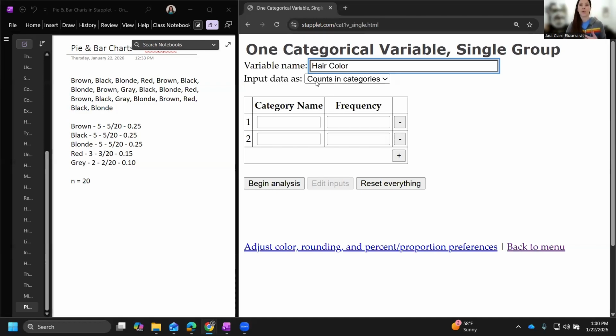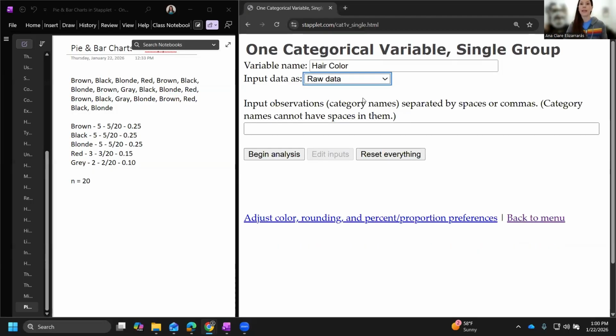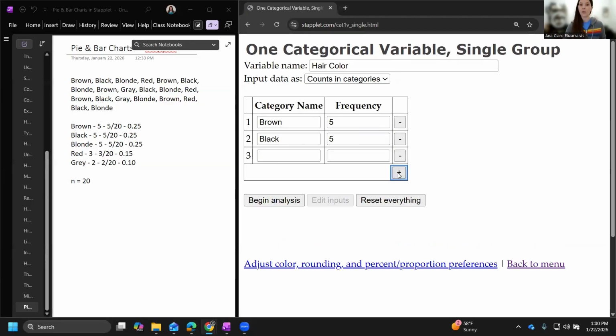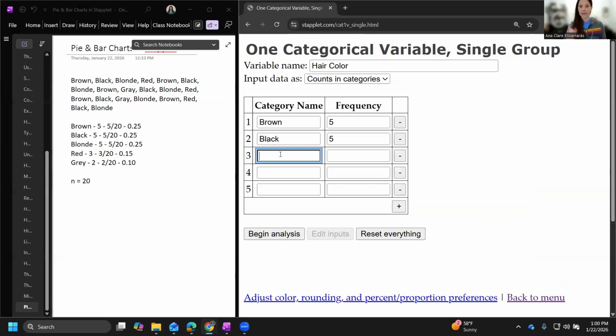And then I'm asked if I want to put in raw data or counts in categories. Raw data populates a box, and then it says enter observations separated by commas or spaces. If I was to do counts, then I could say, like I have on the left, brown, and that had a frequency of 5. I have black that has a frequency of 5, and then I would add rows for each additional category.